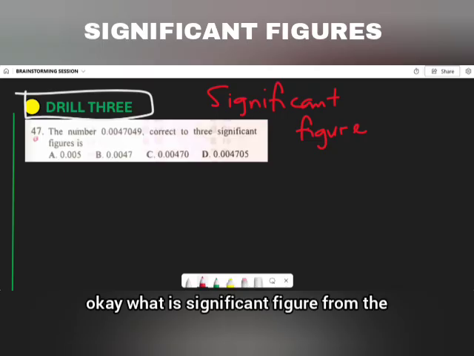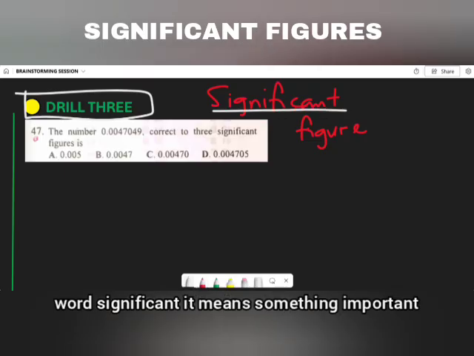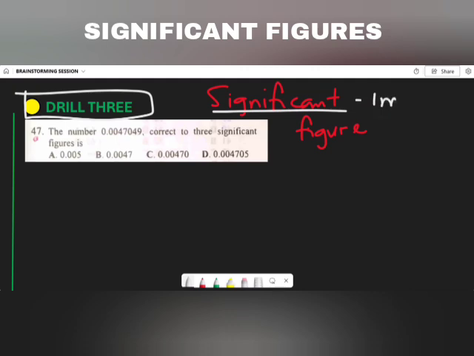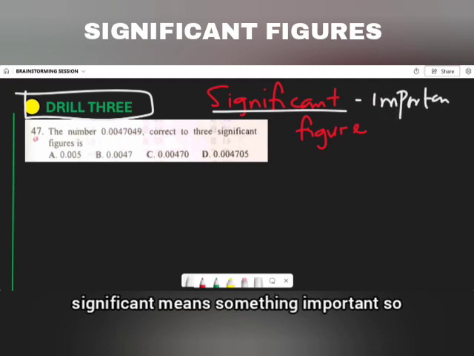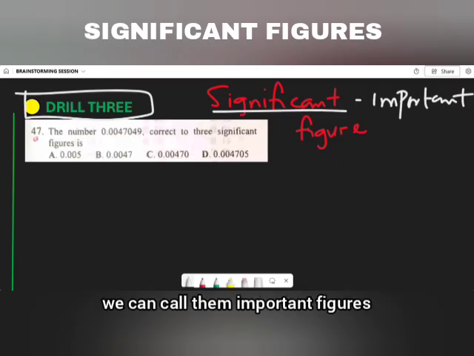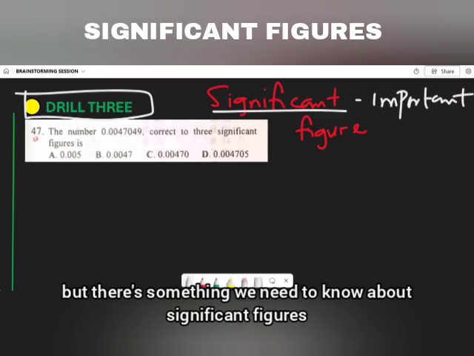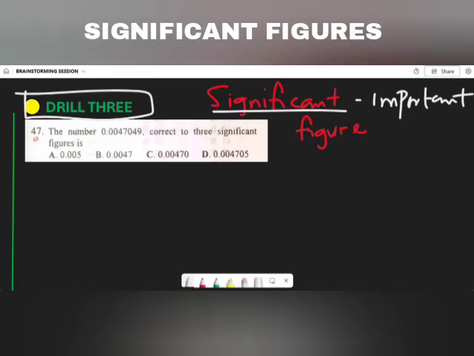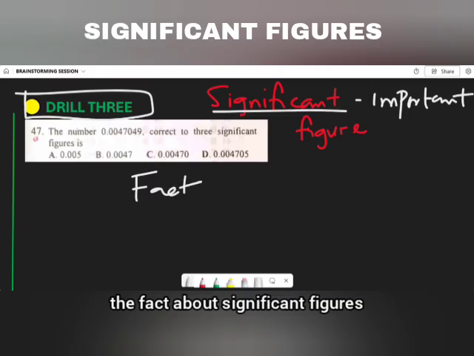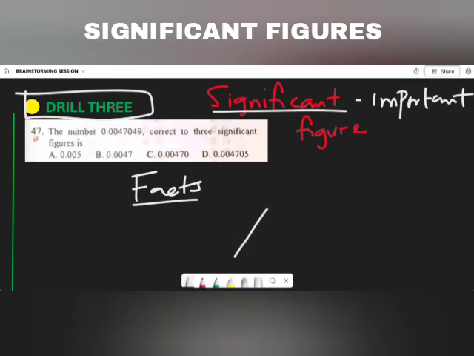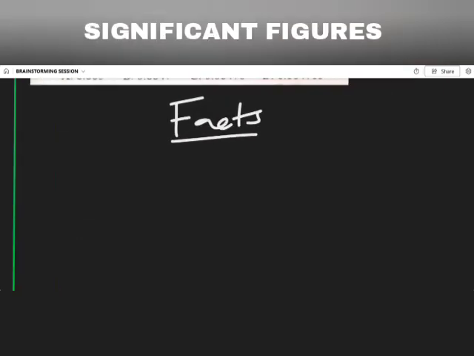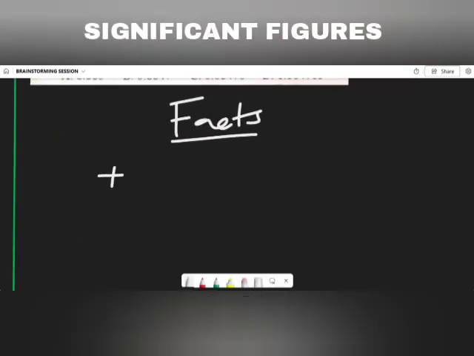Okay, what is significant figure? From the word significant, it means something important. So we can call them important figures. But there's something we need to know about significant figure. The first fact about significant figures is that they always start with a non-zero digit.